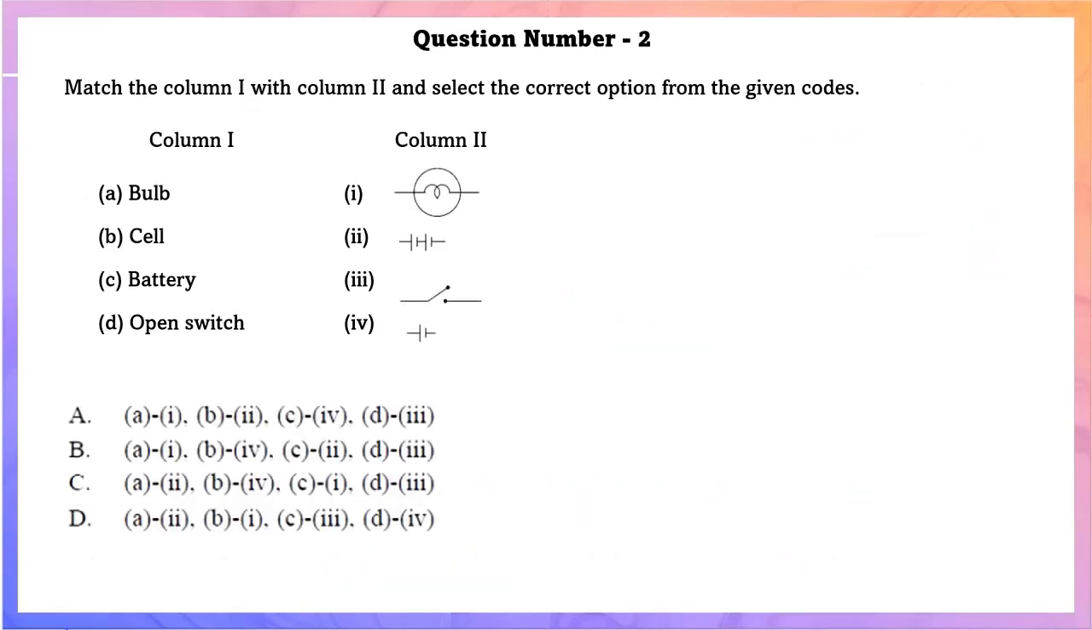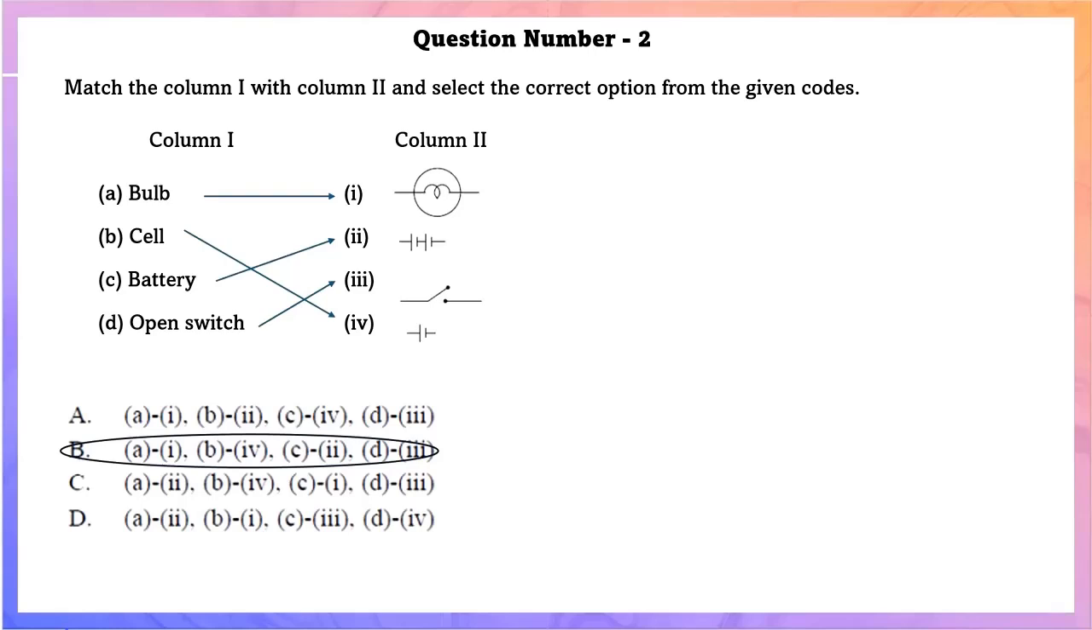Question number 2. Match the column 1 with column 2 and select the correct option for the given codes. Bulb. A bulb is correctly matched with the first option in column 2. Here we are correctly matching the components of a circuit with their correct symbols. If we do that, we'll get the answer as option number B.